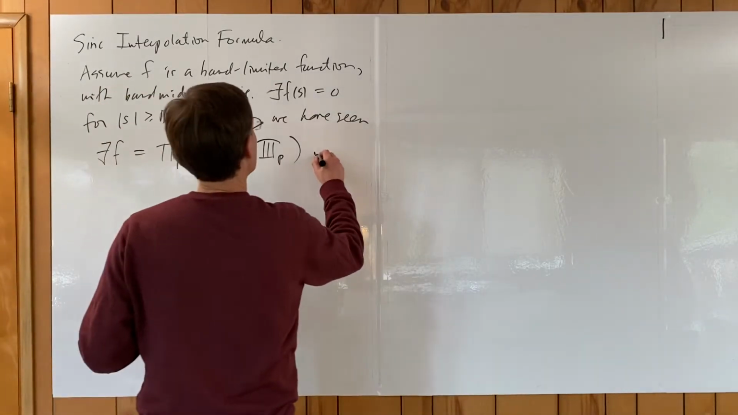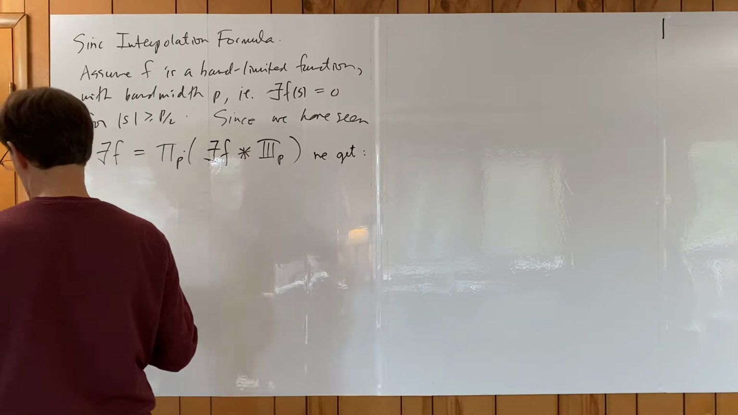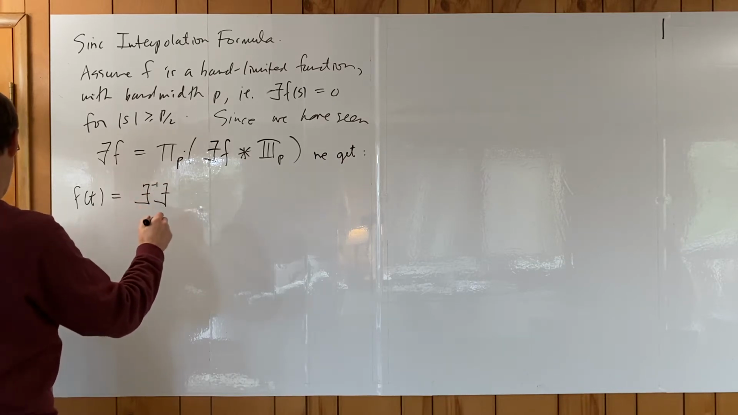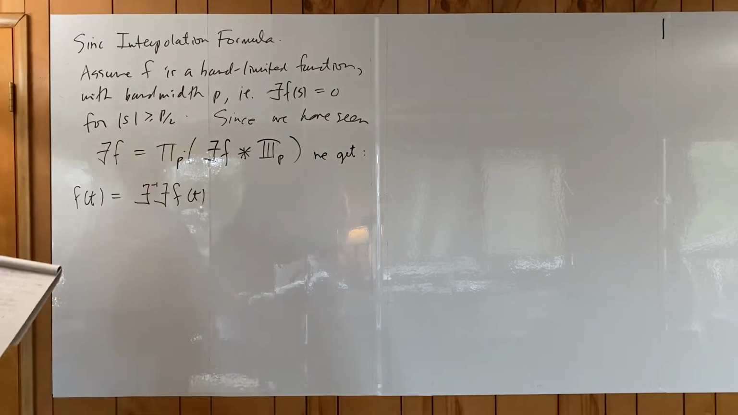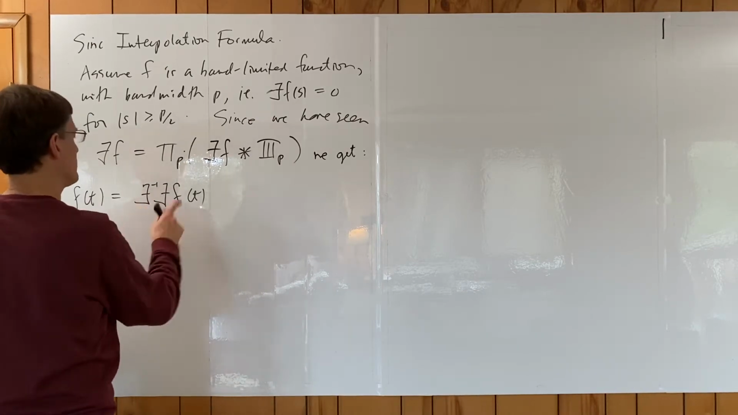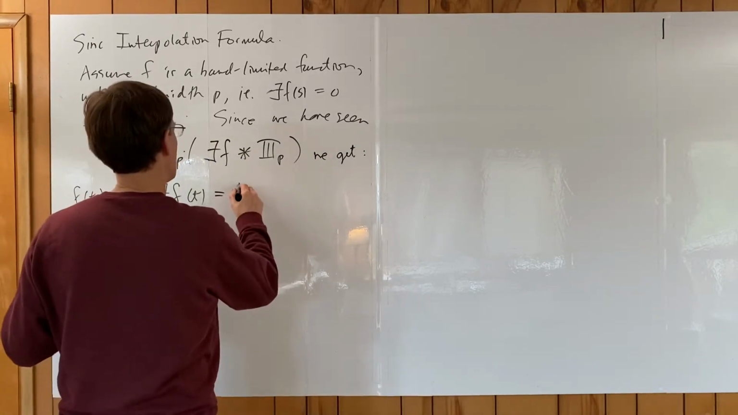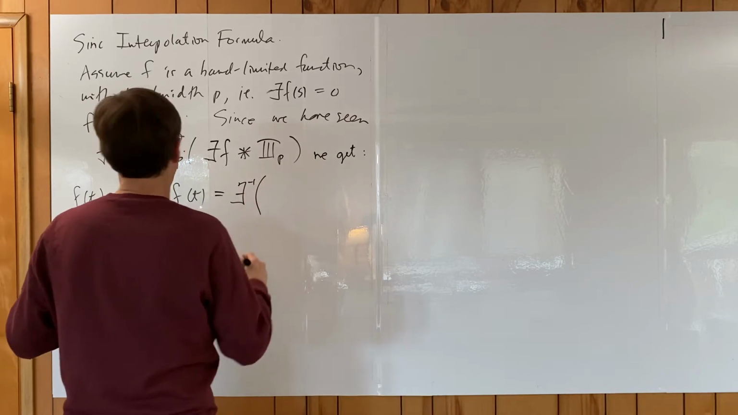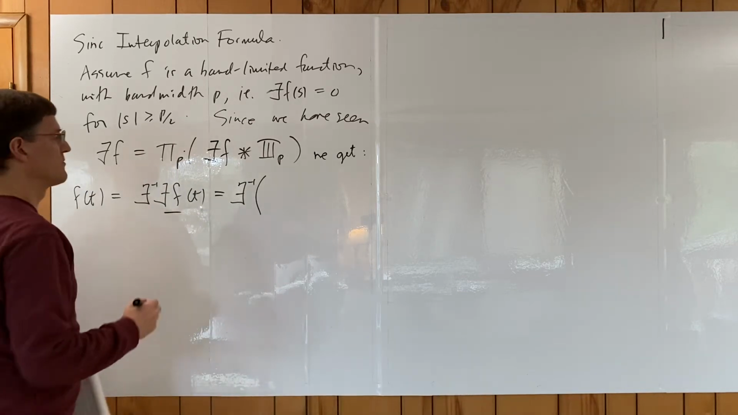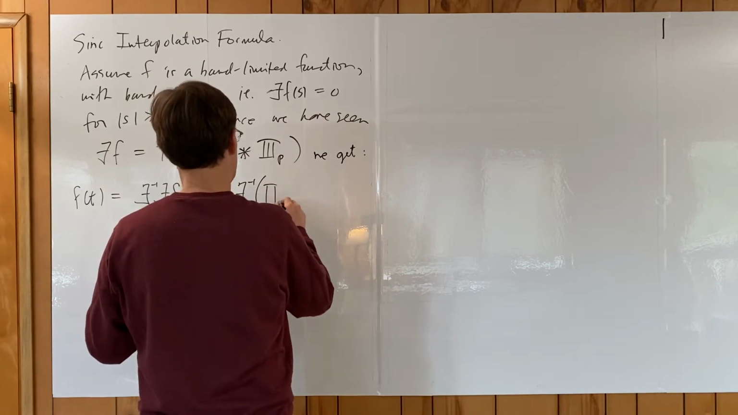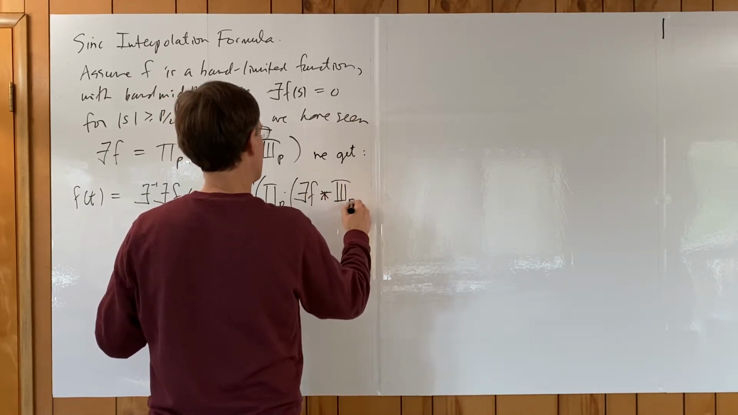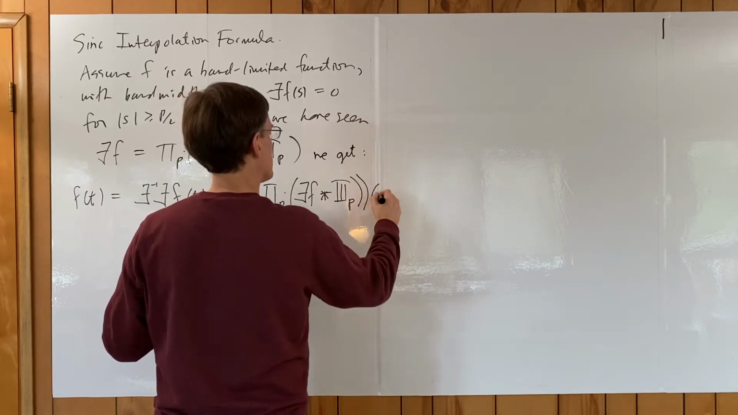Okay, so we get the following from this. First of all, we can write f of t as the inverse Fourier transform of the Fourier transform of f. I'm taking the function f, I take the Fourier transform, then the inverse Fourier transform, and I'm just back at f. Now we take the inverse Fourier transform here, and we substitute this entire expression up here for the Fourier transform of f. So we stick that in here: rect with p, and then the Fourier transform of f convolved with Shah of p, and this whole thing is a function of t.